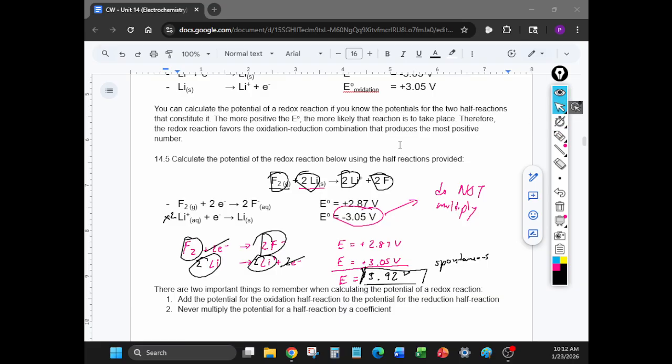All right, so key takeaways right here is to note that when you flip a reaction, you change the sign of the reduction potential. However, you do not multiply it by the coefficient. The other thing to keep in mind is that if it is a positive number, that reaction is spontaneous. It's going to want to happen. However, if it is a negative number, it is non-spontaneous. It does not want to happen.